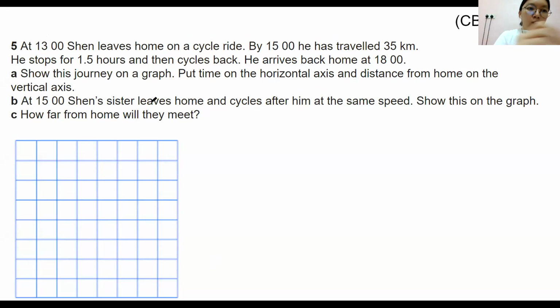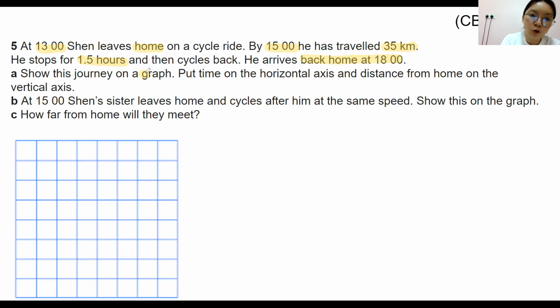So from here, the time he left home is 1 o'clock in the afternoon, and this is written in 24-hour clock. So he left home. After 2 hours, he has traveled about 35 km so far. Then he stops for a while, and then he cycled all the way back home at this hour. So show this on the graph.